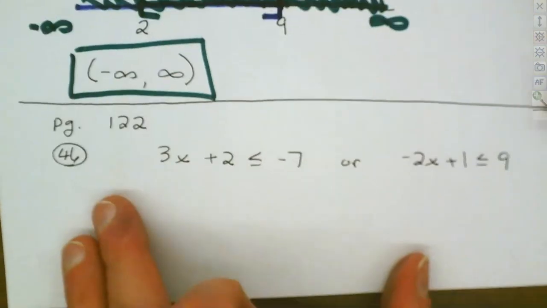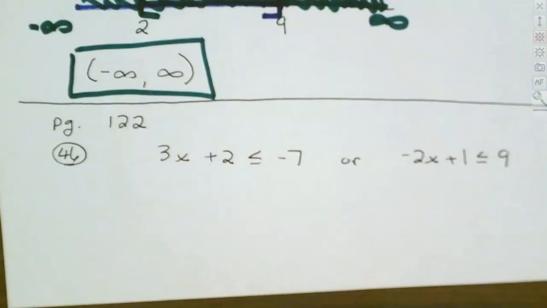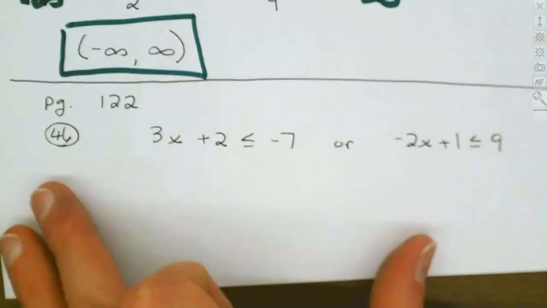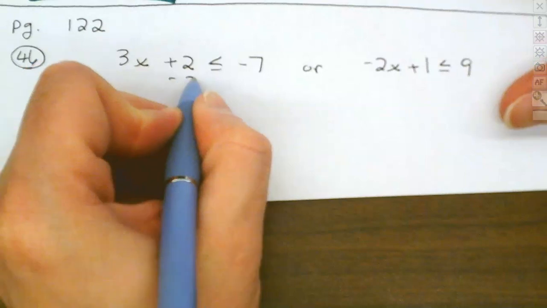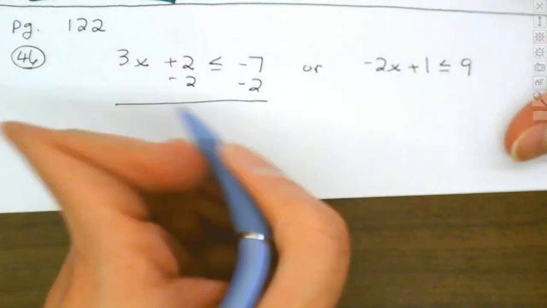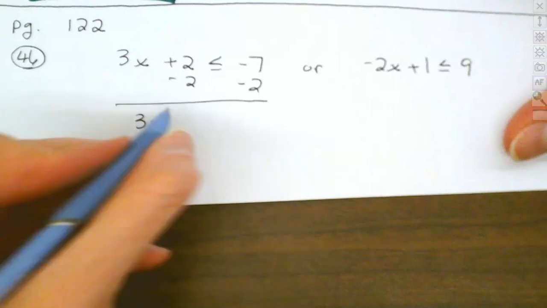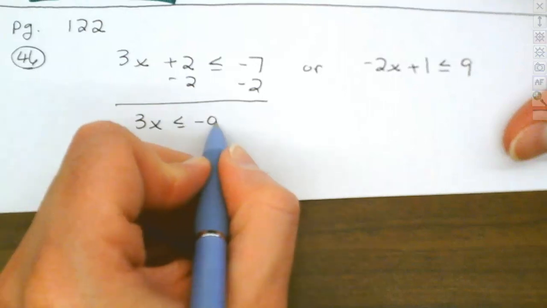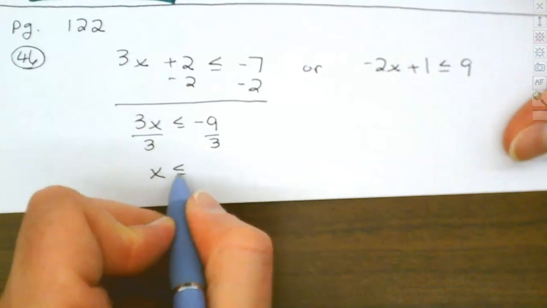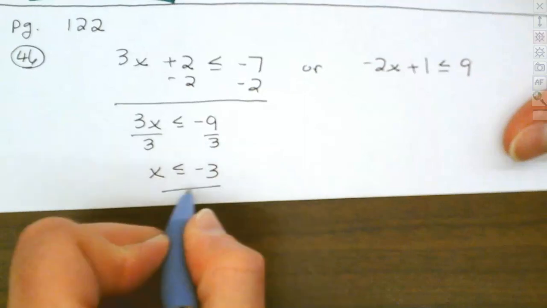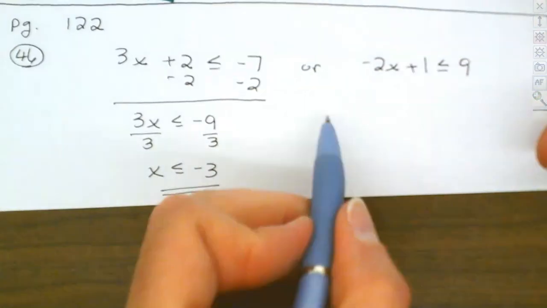Now, we've done these before, right? But this one's going to require us to do a little bit of algebra first. So we're going to have to solve each of these for the inequality. So we do each one separately, and then we'll put them back together with that or. So the first one, easy enough. We're going to move that 2 over. And then we have 3x is less than or equal to -9. We'll divide by our 3. And now we've got x being less than or equal to, when we reduce, -3.